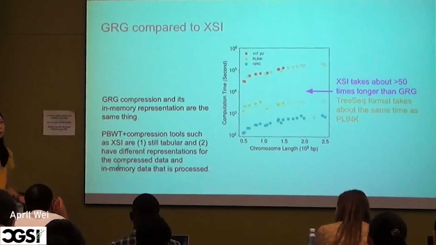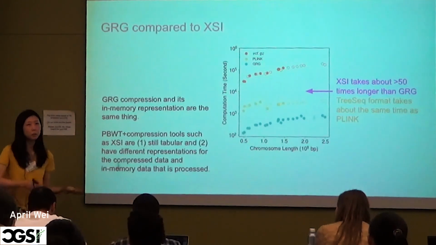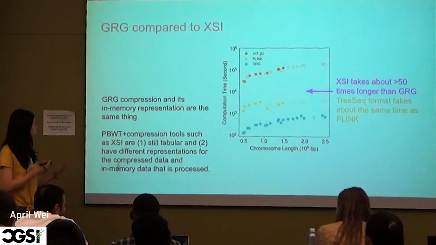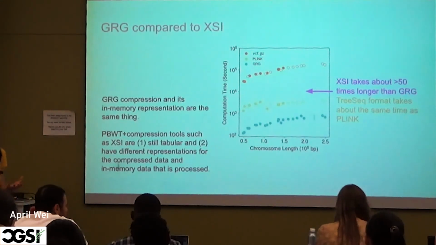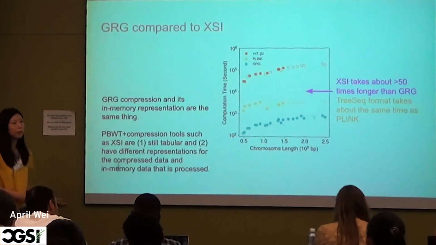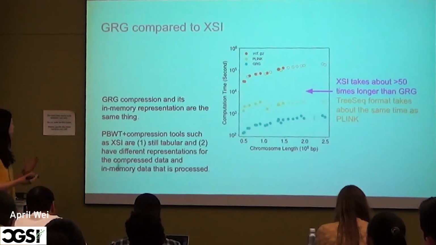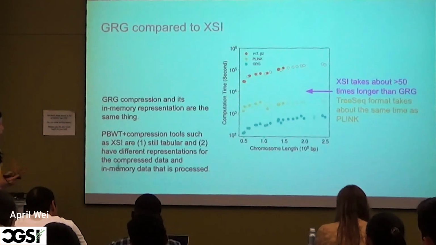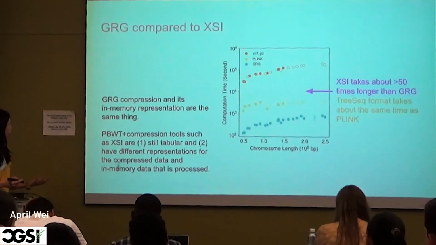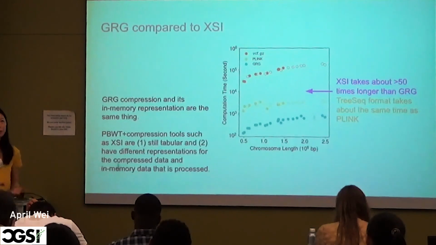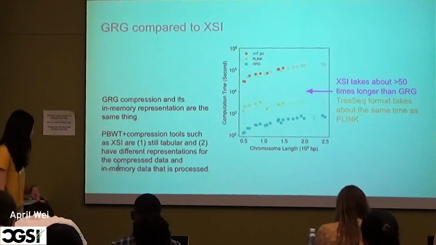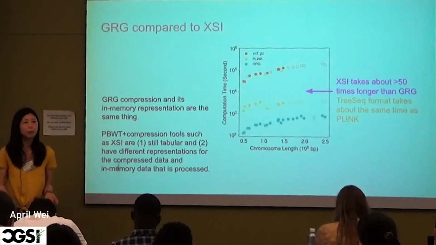So we do not have to convert this format into another format when we load it in. It's really just the same thing being saved in the hard drive and being used in the RAM, so it could be accessed very fast. Whereas PBWT plus compression tools such as XSI are still essentially a tabular format, and then they need to take a different representation of the data in the computation, and that makes things slower, even though in terms of size it is about the same.